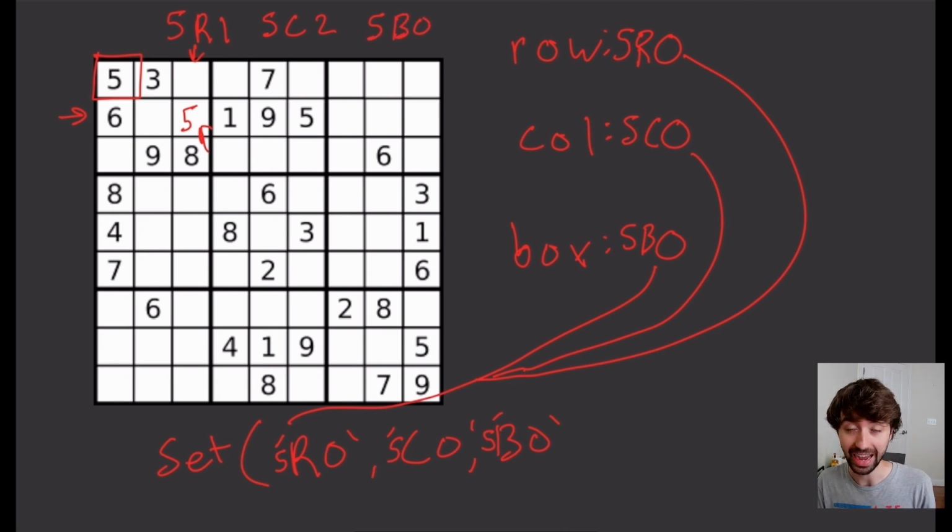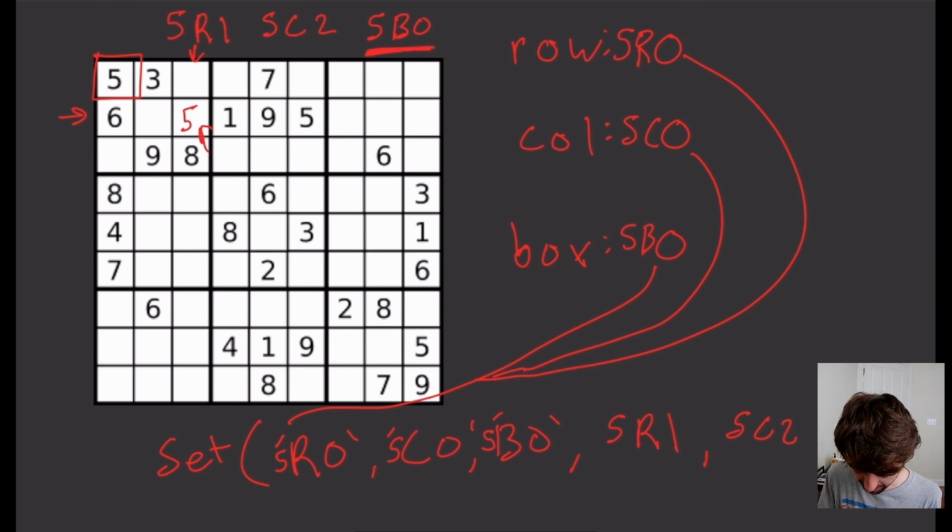So then when we go to add these to the set, we would check 5 row 1, that's not there, so we would add 5 row 1. We would do 5 in column 2, so 5 column 2. But then here, when we check for 5B0, we have a 5B0 already, which means we have a duplicate in a box, and we would return false. This Sudoku is not valid.